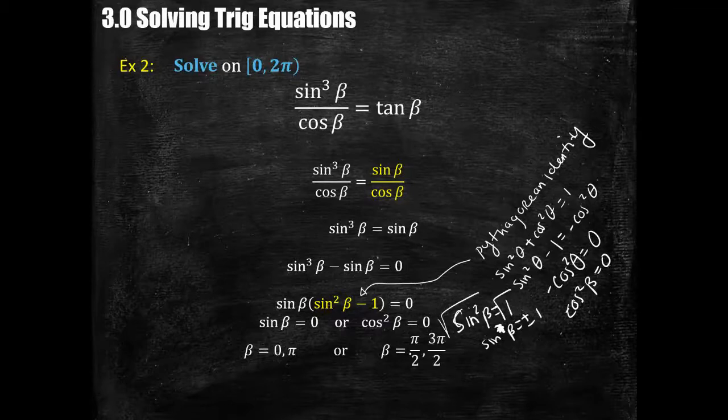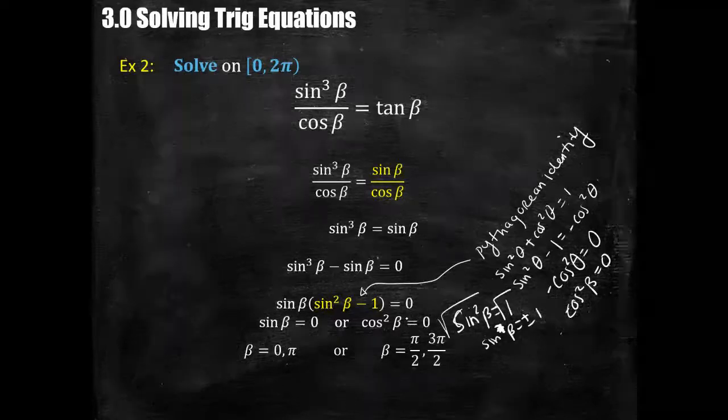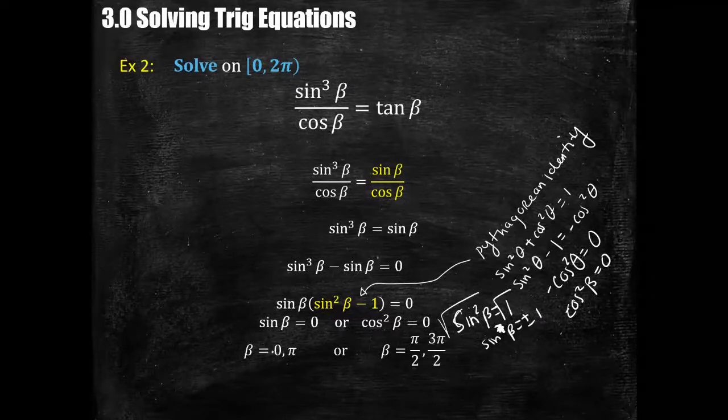Okay, so now our next step is we want to figure out what happens when we go ahead and put these back in. If I put in 0, I think I'm good, right? So I get 0 over 1 equals 0. Cool. If I plugged in pi, I'm going to get the same thing, right? I would get 0 over -1, which is just 0, equals 0. So we're good here.